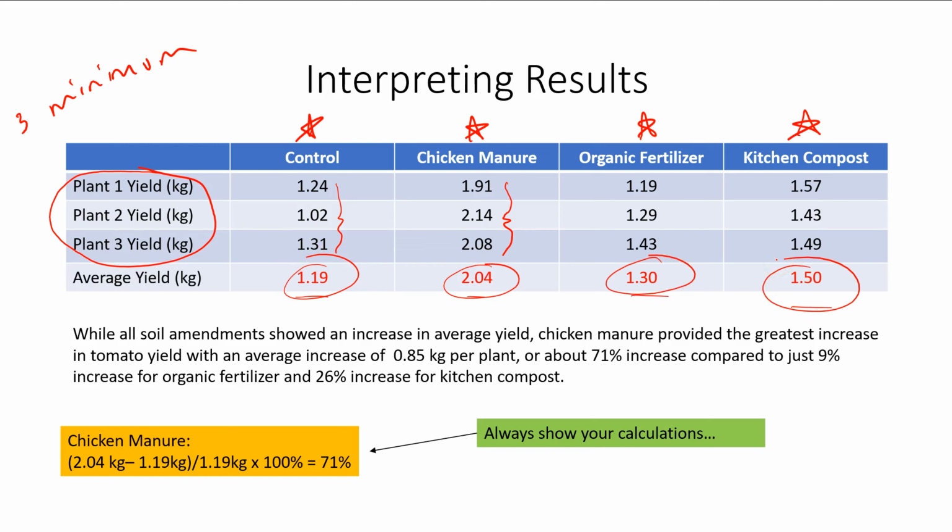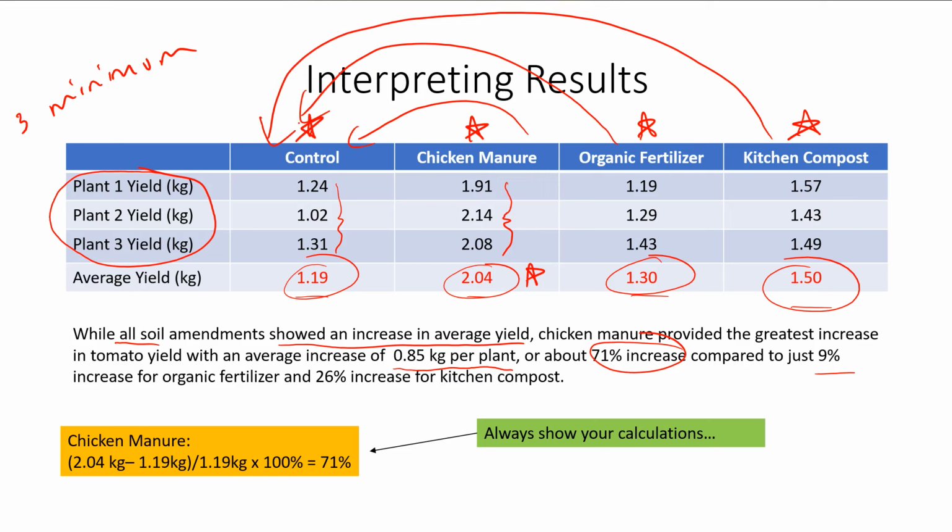So what can I draw? What conclusions can I make? Well, control group in all cases was the lowest. So I could say, while all soil amendments showed an increase in average yield, chicken manure was clearly the highest, provided the greatest increase in tomato yield, with an average increase of 0.85 kilograms per plant, or about a 71% increase compared to just 9% for organic fertilizer and 26% increase for kitchen compost. So again, we have this control group, and we're going to compare each sample back to what we see in that control group. That's a typical and well-established way of comparing things.